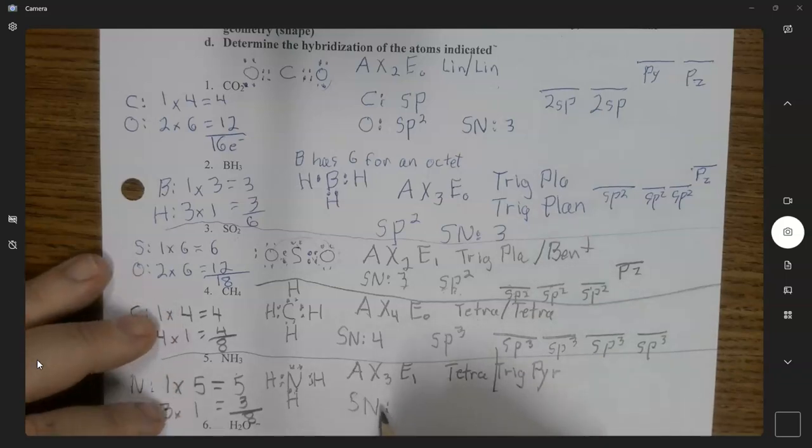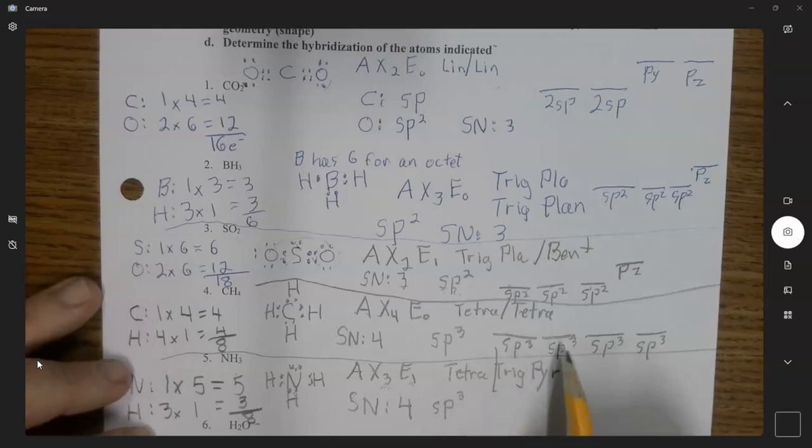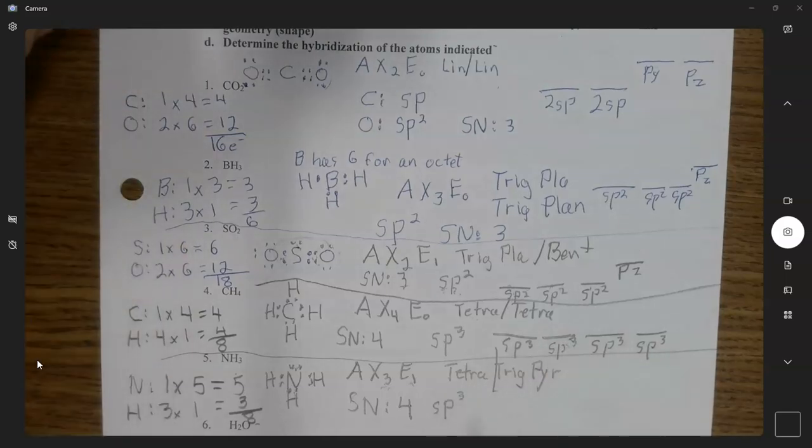That's the total number of electron domains. 1, 2, 3, 4, both bonding and lone pair. You can just add these 2 numbers here. Okay, and that's going to give you sp3. All right, and that's the same one we saw up here for CH4.